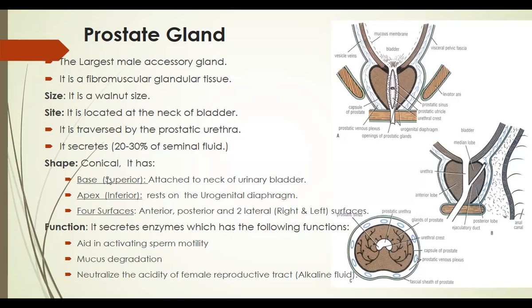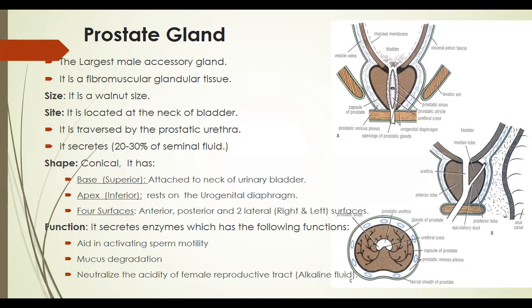It has a base, which is the superior part. This is called the base of the prostate, which is at the neck of the bladder, attached to the neck of the urine bladder. Then the apex, this is the inferior part. This is called the apex, and it rests on the urogenital diaphragm. Here you can see the urogenital diaphragm. There are four surfaces: anterior, posterior, and two lateral surfaces. This is the anterior surface in the side view, this is the posterior surface, and these are the two lateral surfaces, right and left.